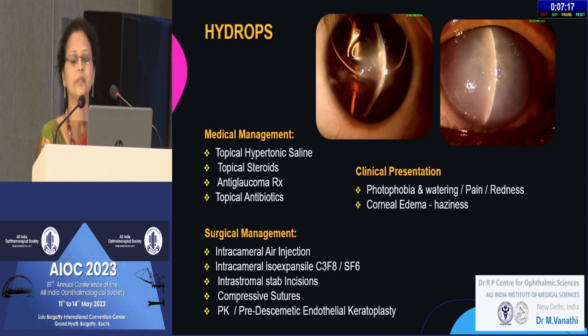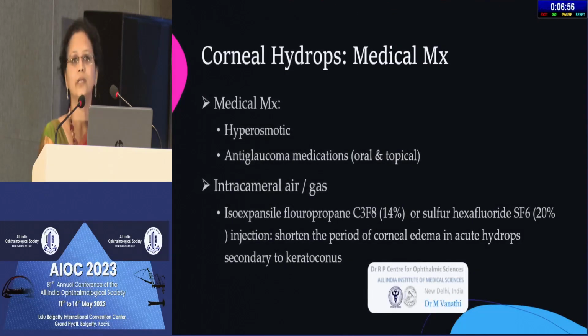Patients typically present with photophobia, watering, pain, and redness here. Corneal edema and haziness is all there in advanced cases, but you might not be able to see them when the patients are presenting early with just a mild haze. Vision still might be good enough for these patients here. Those with chronic or severe hydrops, you would want to go in for an intracameral air or gas management in these patients here. Again, consider a very simple procedure.